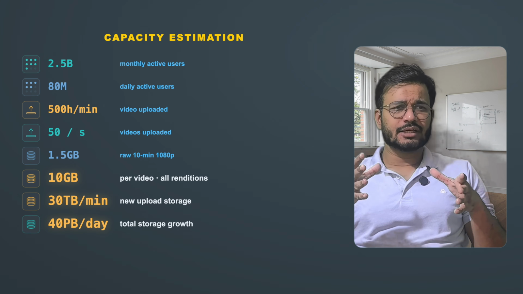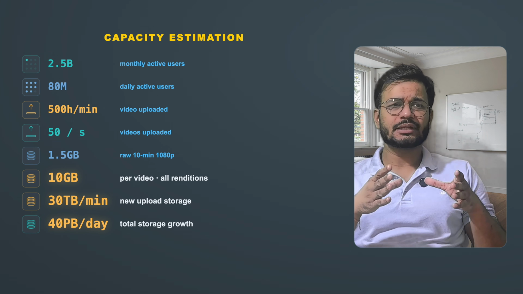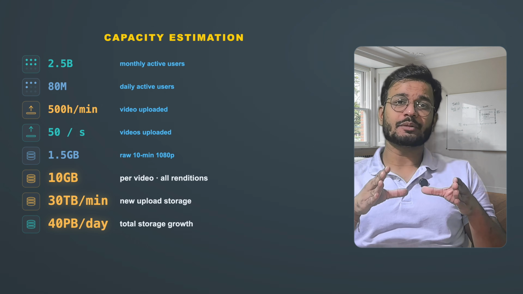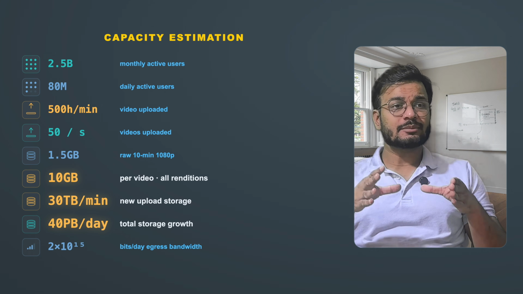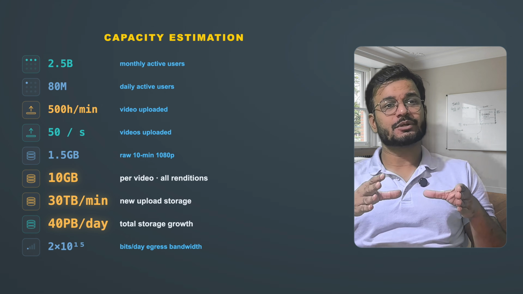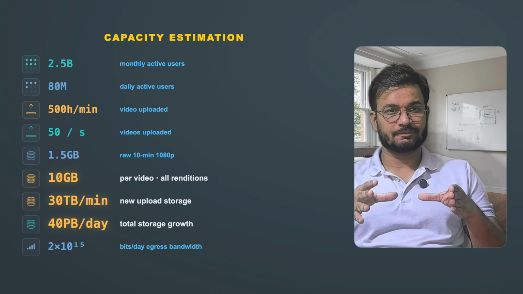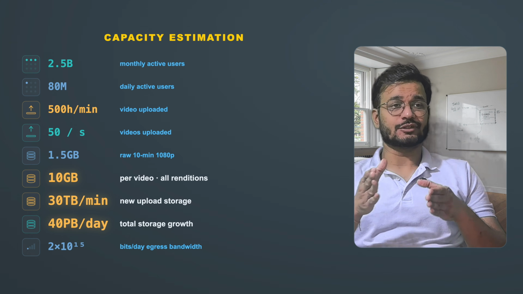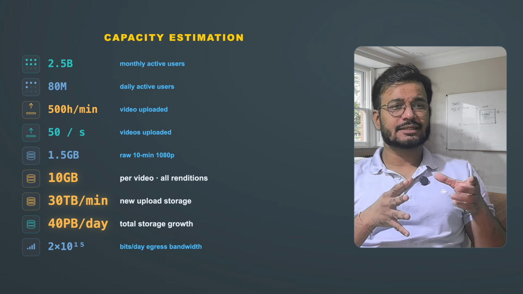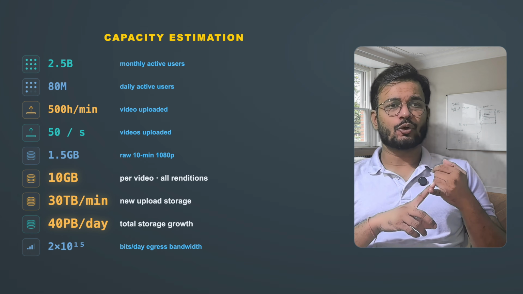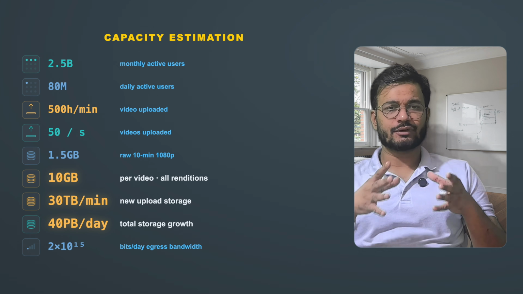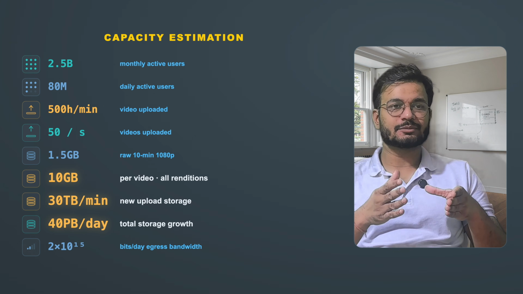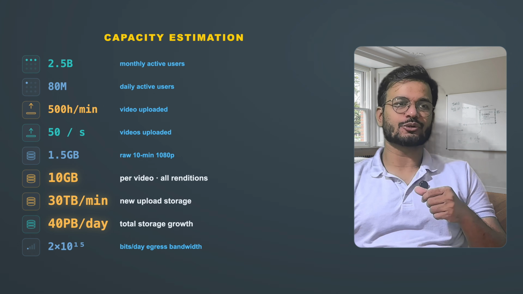If you look at reads, YouTube serves about 1 billion hours of video per day at an average bitrate of 2 Mbps. That is 2 times 10 to the 15 bits per day of outbound bandwidth. This is why CDNs exist. No single data center can serve this. Database writes: if you assume 50 uploads per second with metadata for each video, the title, description, tags, creator status, that is manageable in a relational or document store.